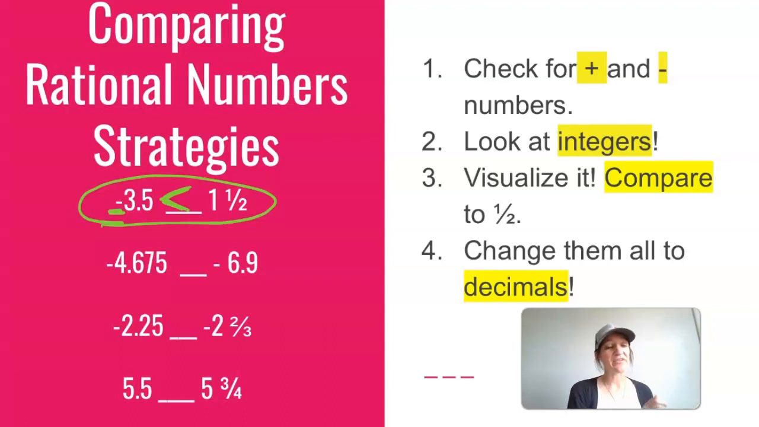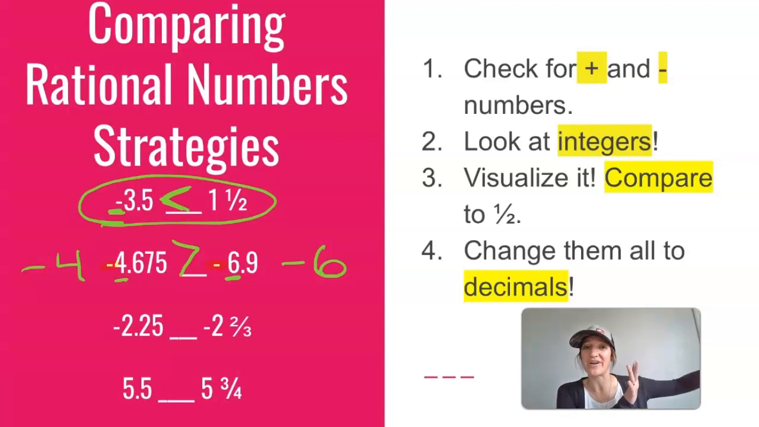So the alligator is always going to go and eat the positive number. Okay. Another thing you can do, tip number 2, is to look at the integers. In this next example, both of the numbers are negative. So then look at the whole number in front. Look at the integer in front. One is negative 4, one is negative 6. Well, negative 4 is greater than negative 6. It's closer to 0. It's further to the right than negative 6, so it is greater.